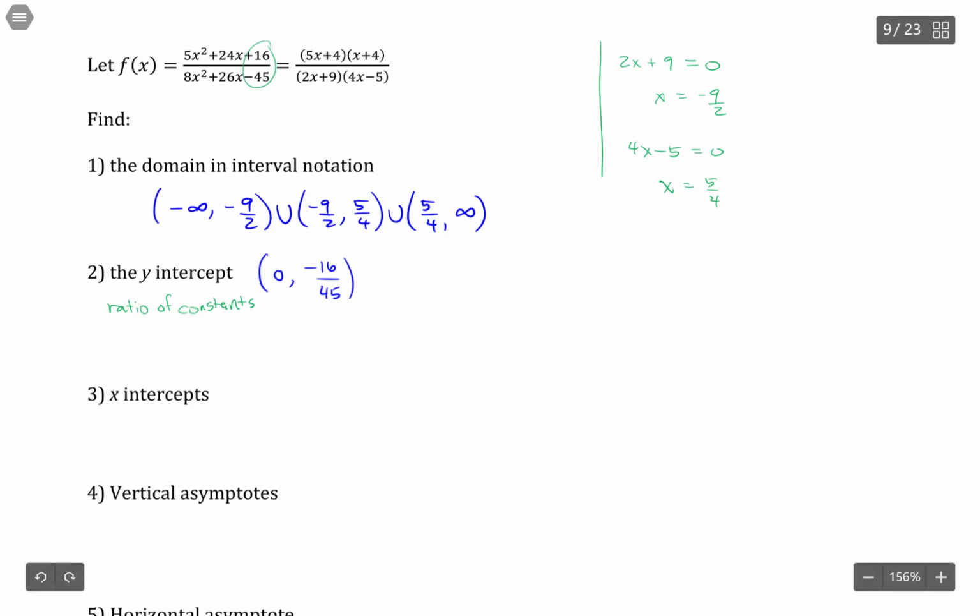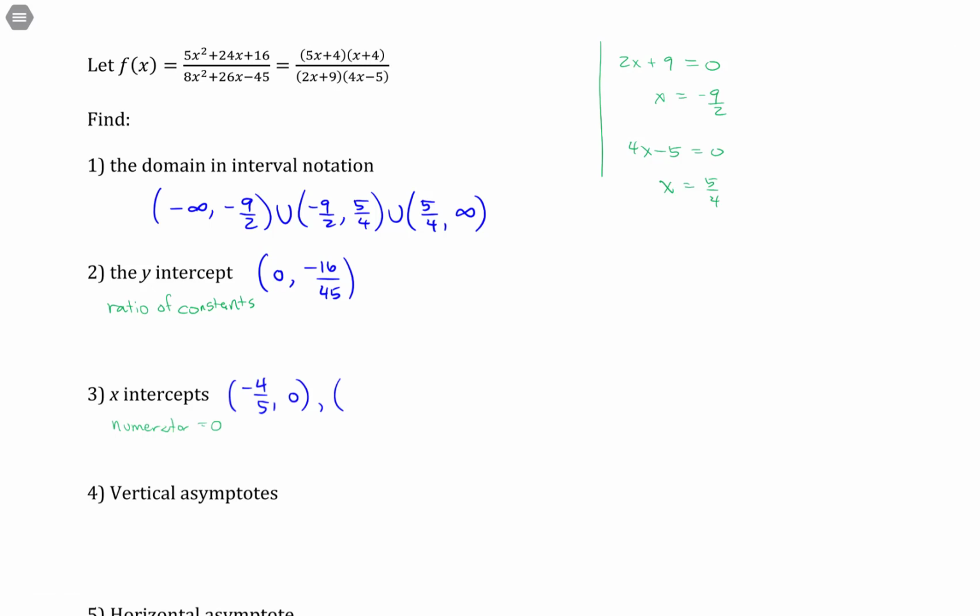All right, the x-intercepts. These occur at the places wherever the numerator is equal to 0. The numerator is equal to 0 where these factors are equal to 0. So just like I did with the denominator's factors, I'll do that with the numerator's. But the x-intercepts occur at points on the graph, so we need to make sure we write them as points. So if I set 5x plus 4 equal to 0, I would get negative 4 fifths, and the y-coordinate would be 0. Similarly, if I take x plus 4 and set that to 0, I've got negative 4, and then the y value is also 0 there.